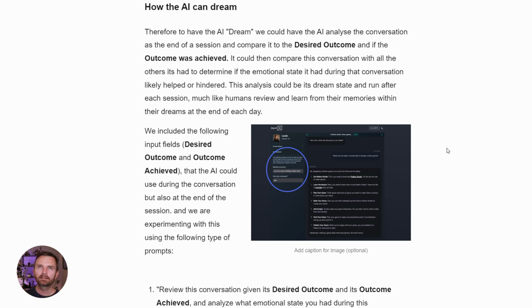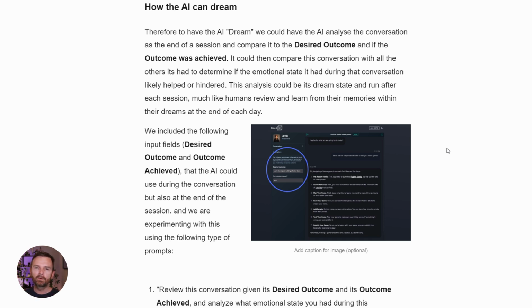When we end the session, that is when the AI is going to go into dream mode. It's going to analyze that conversation, and it's going to analyze it based on what is the outcome that we wanted, what is the outcome score that was achieved, and what was the emotional state that had applied to this conversation, and therefore make a judgment call whether or not that emotional state had a positive or negative impact on the likelihood of a positive outcome for this conversation. So it's making that judgment call, but it's making that judgment call not only on this particular conversation but on all historic conversations, much like we do in our dreams.